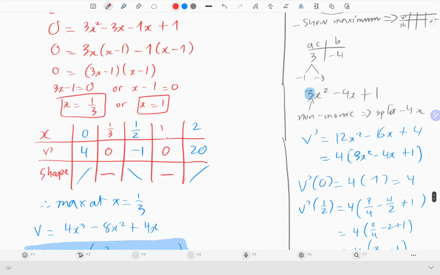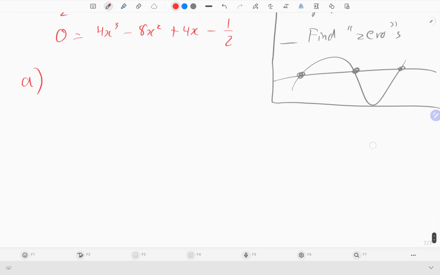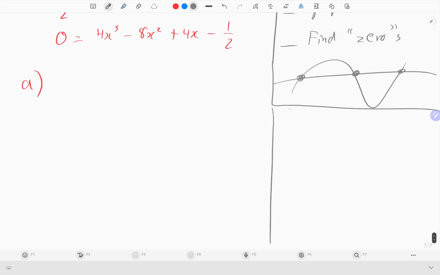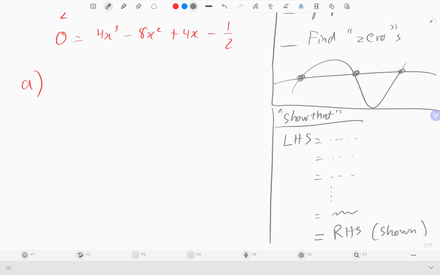So the structure of a show that question looks something like this. For show that questions, it will always be left hand side equals to something, and then you work through it. You have a million lines in the middle, and then equals to whatever it is, and then you say, this is the right hand side, bracket shown. This is the structure of the show that equation. So left hand side equals to volume.